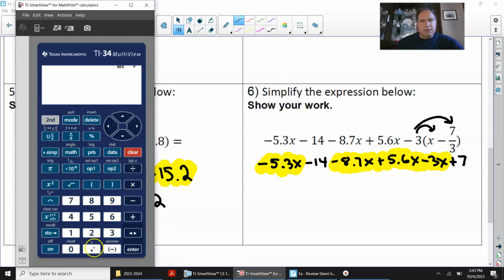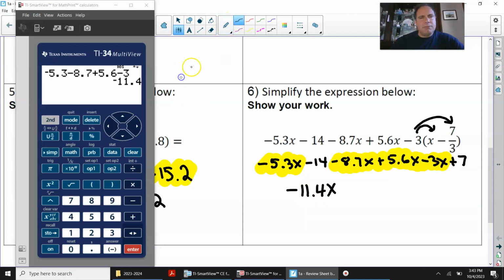So I'm just going to clear this out, and I'm going to go negative 5.3 minus, I'm reading it right here, minus 8.7 plus 5.6 minus 3. And that's all x, just remember. So I get a negative 11.4x.